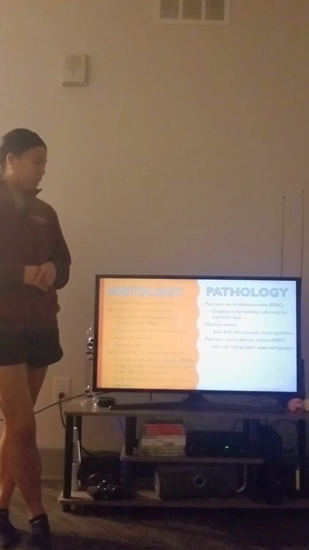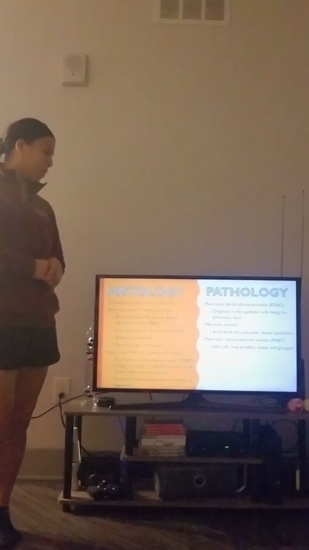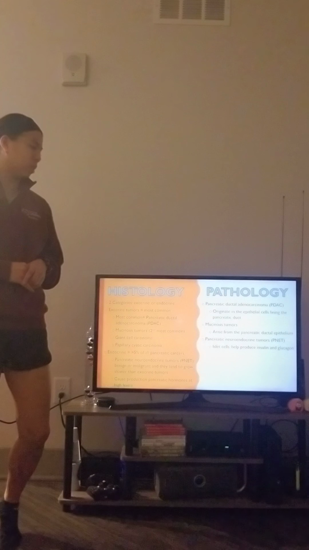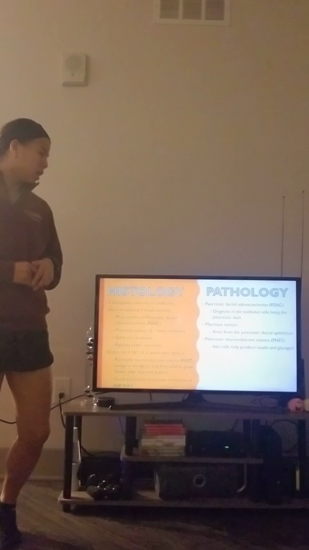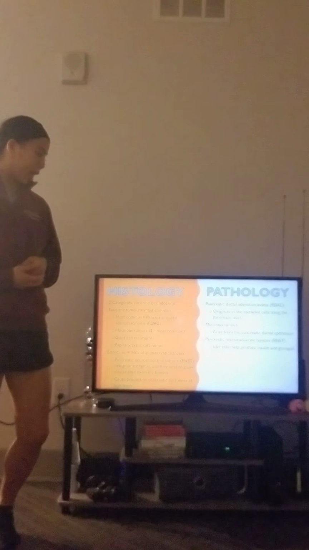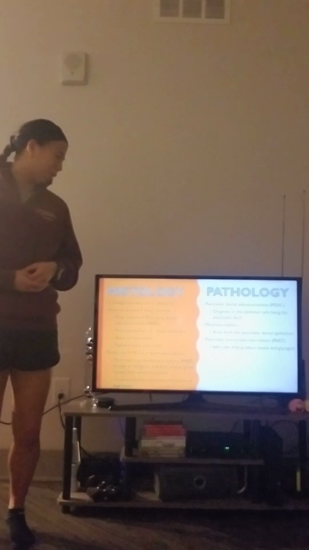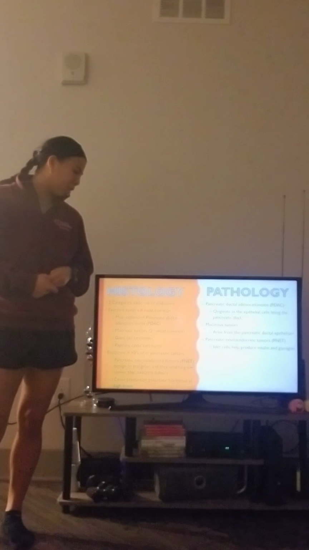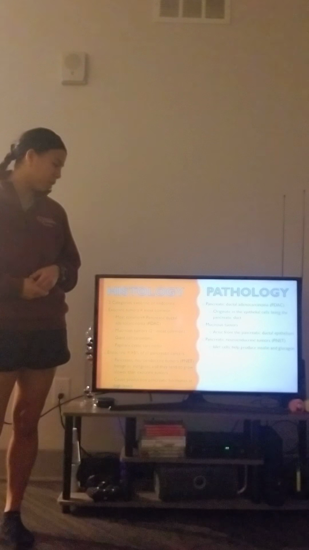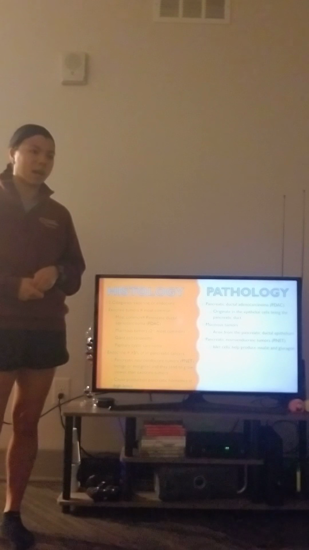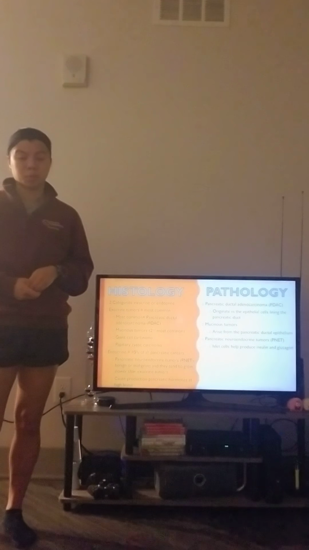And these tumors will mess with the hormone levels and increase the production of them. So as for the pathology, the pancreatic ductal adenocarcinoma will originate in the epithelial cells that are lining the pancreatic duct. The mucinous tumors will arise from the pancreatic ductal epithelium, and the pancreatic neuroendocrine tumors, or the PNET tumors, will originate from those islet cells that are helping produce those hormones.